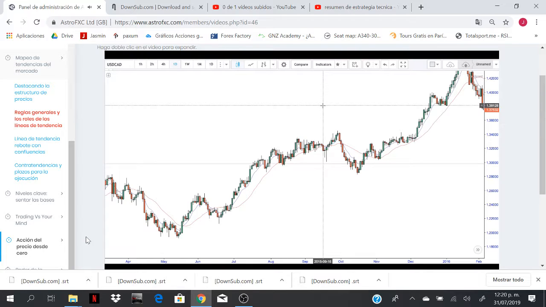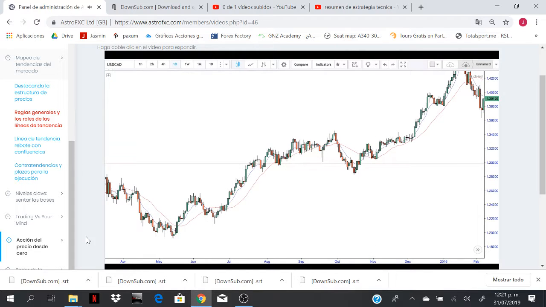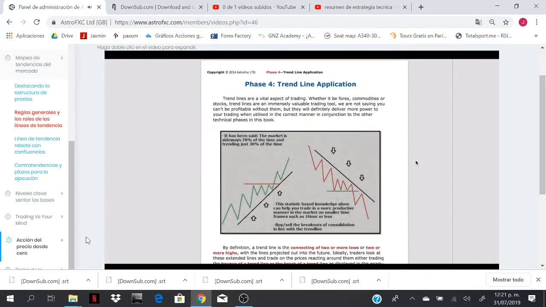So trend line bounce, there are certain rules and certain things we're looking for. I keep this video quite straight and sweet, to be honest. But if I can just pull up the book, okay, so trend line application. Now, trend lines, yes, they can be used on other markets as well, such as gold, such as oil. Same concepts, same price action.